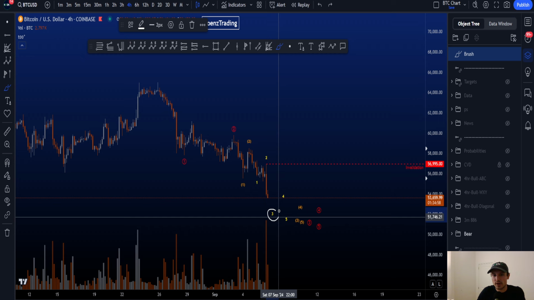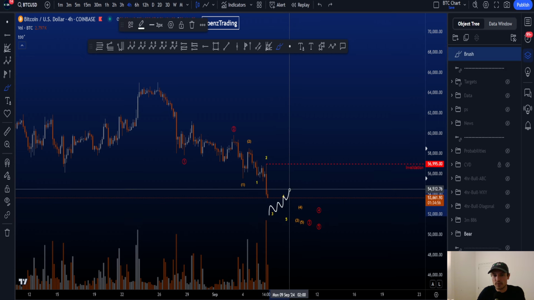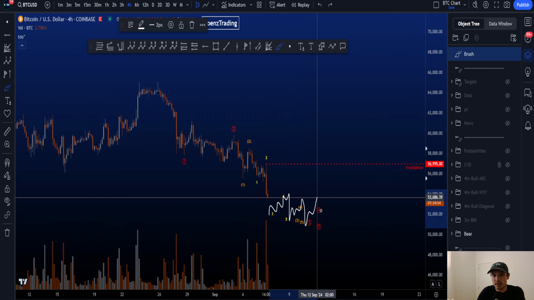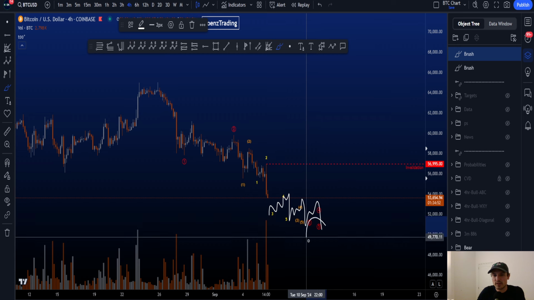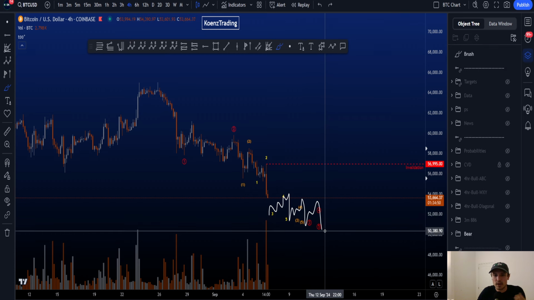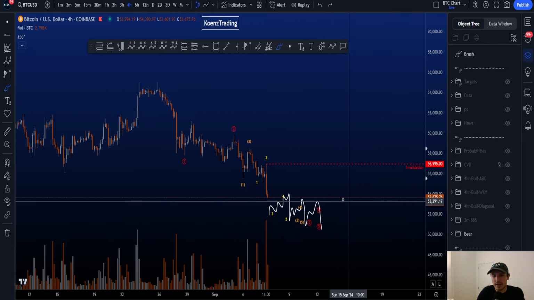Now after a wave 3, we are then looking for a wave 4, 5, 4, 5, and another 4, 5. And when we then finish the final 5 in red, we can look for that retracement towards the upside.